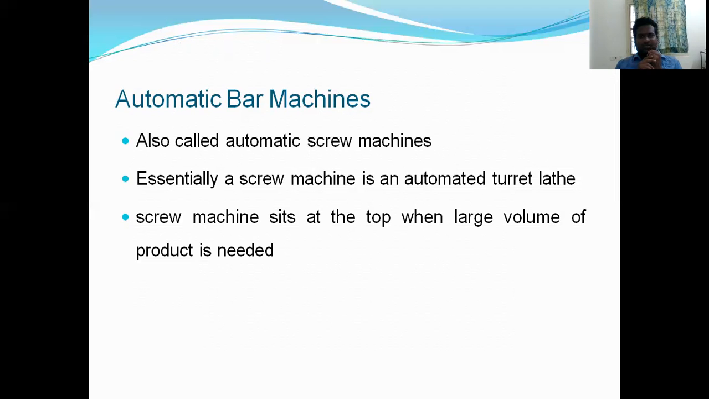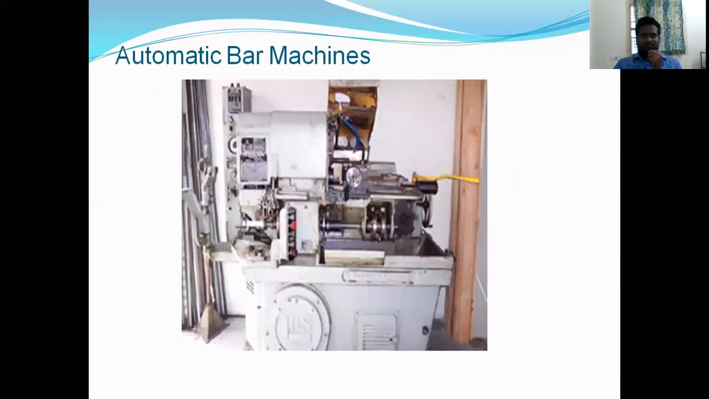So this is also called a screw machine, and here the turret appears on the lathe. In simple terms, if the automatic lathe does not have a tail stock, it is called a chucking lathe. If the automatic lathe has a turret, it is called an automatic bar machine, and also an automatic screw machine. In this, screw machines sit at the top when a large volume of product is needed.